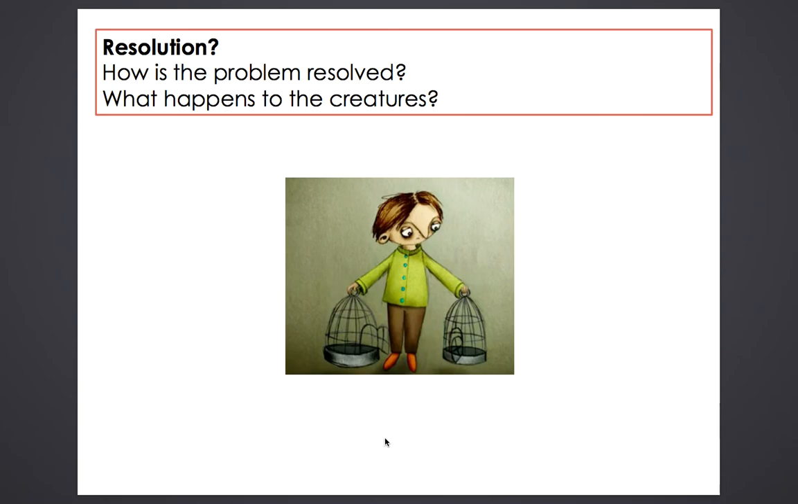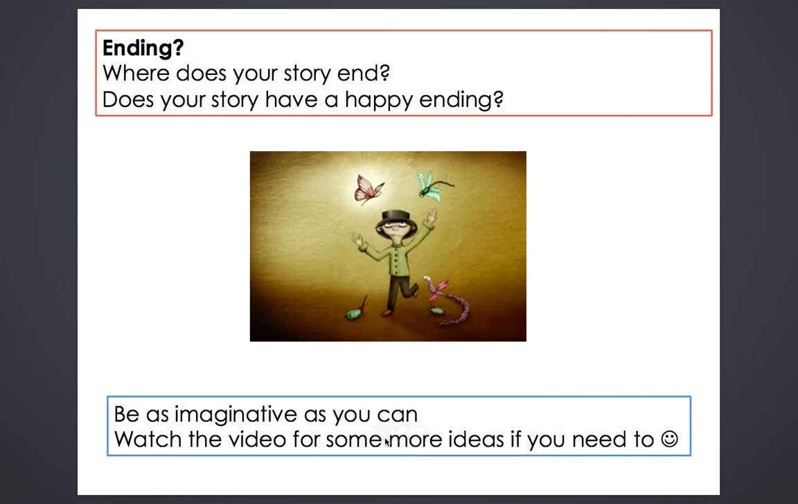Brilliant. And then finally, I want you to think about where your story is going to end. Okay, does it have a happy ending? The black hat definitely has a happy ending because the boy has realised that actually these animals want to be outside in the fresh air flying around. So he's released them and he can still see them whenever he wants to. He can just go into the forest to have a look at them. So you could do something similar for your story.